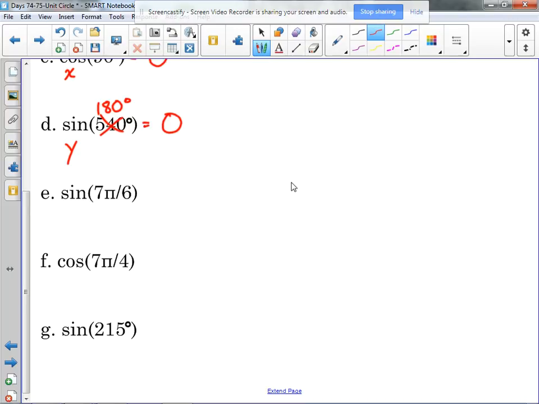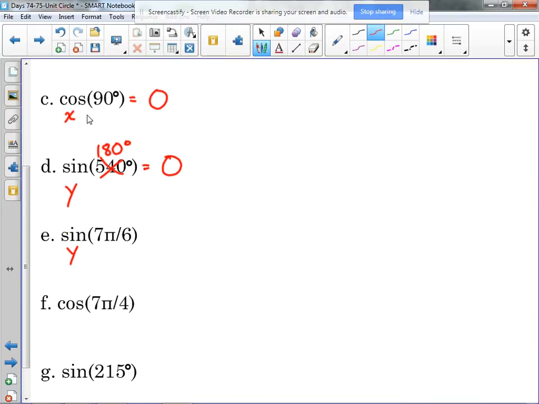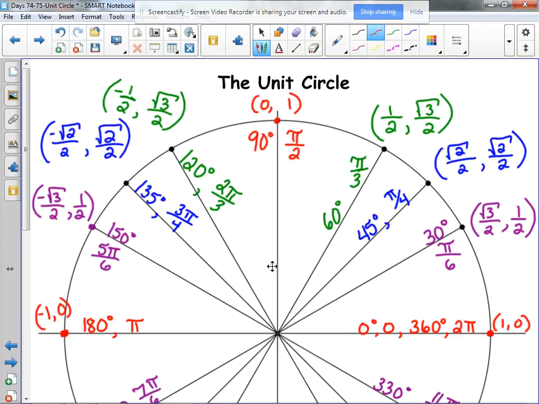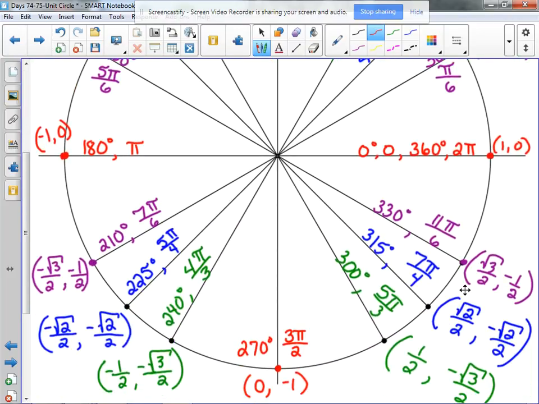Okay, let's keep going. The sine of 7 pi over 6. Okay, 7 pi over 6 is down here in the third quadrant. Sine is the y coordinate, so that is negative 1/2. Cosine is the x. 7 pi over 4. 7 pi over 4 is in the fourth quadrant. The x coordinate is square root 2 over 2.